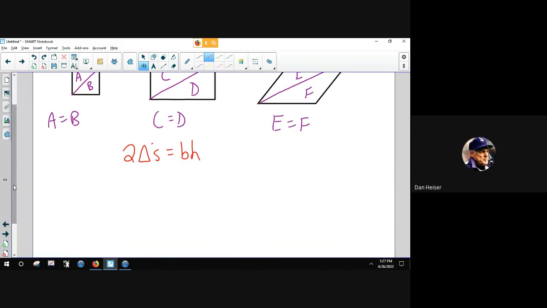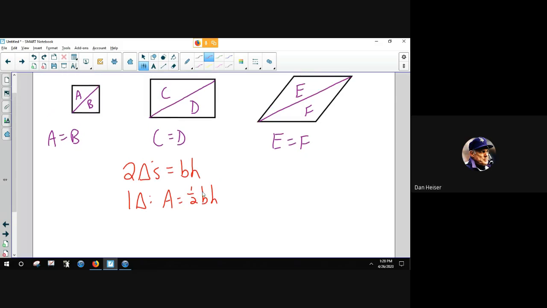So to find the area of one triangle, I merely divide both sides by 2. That's where the 1/2 comes from in 1/2 base times height. Area of a triangle is half the area of a parallelogram with the same base and height.